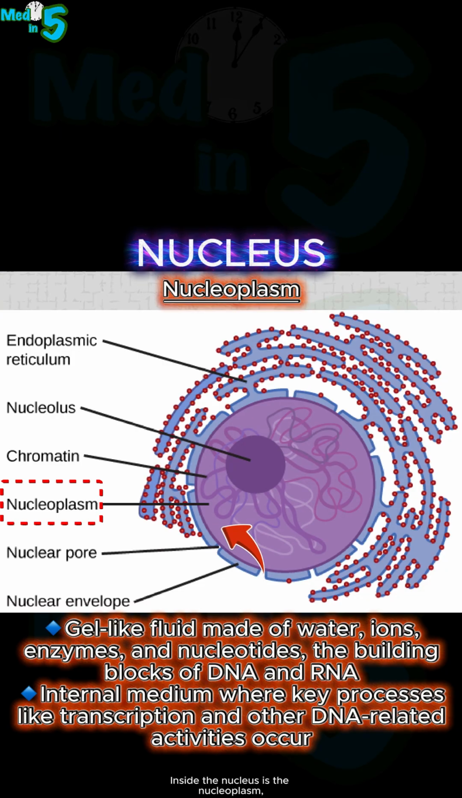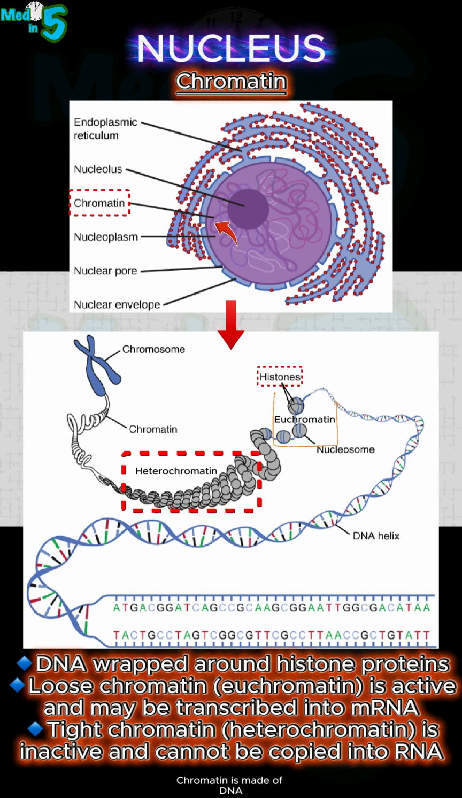Inside the nucleus is the nucleoplasm, a gel-like fluid made of water, ions, enzymes, and nucleotides, the building blocks of DNA and RNA. It serves as the internal medium where key processes like transcription and other DNA-related activities occur. Chromatin is made of DNA wrapped around histone proteins.